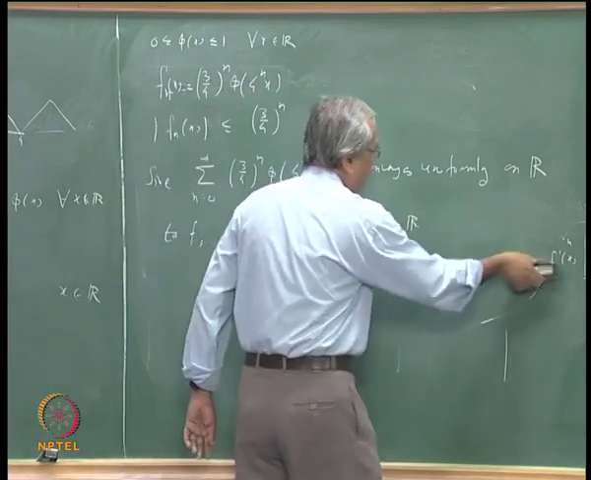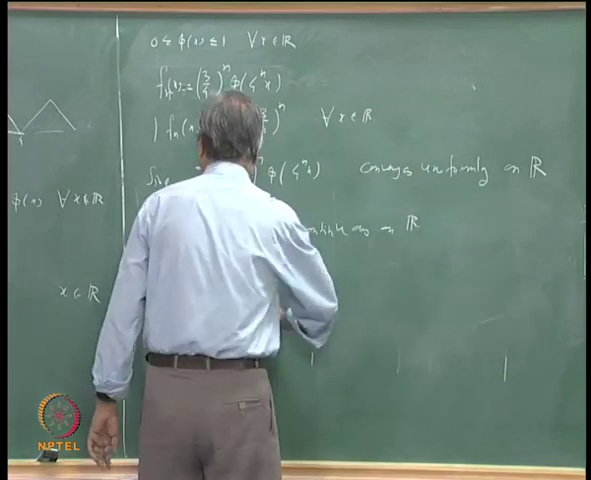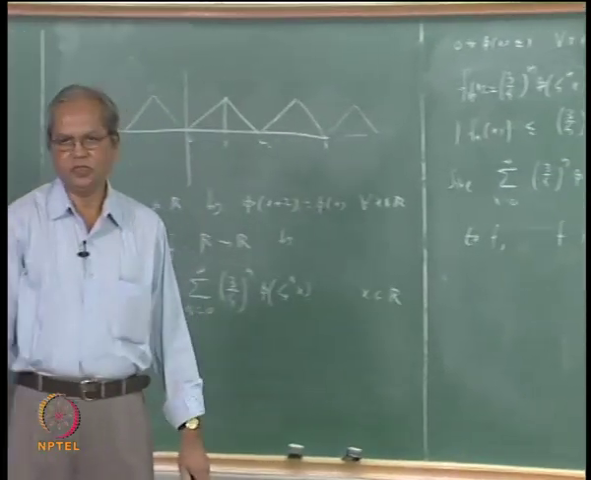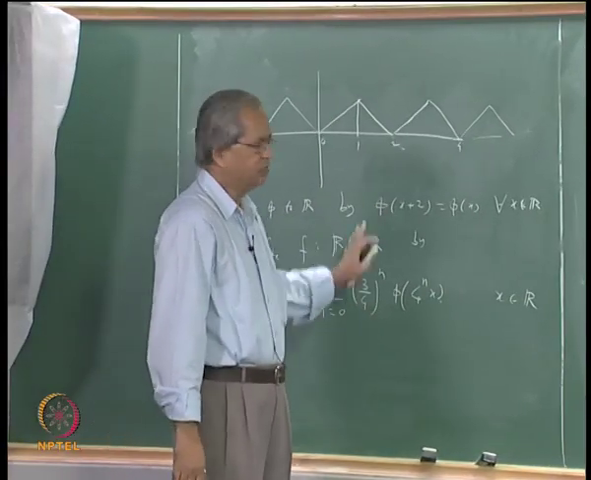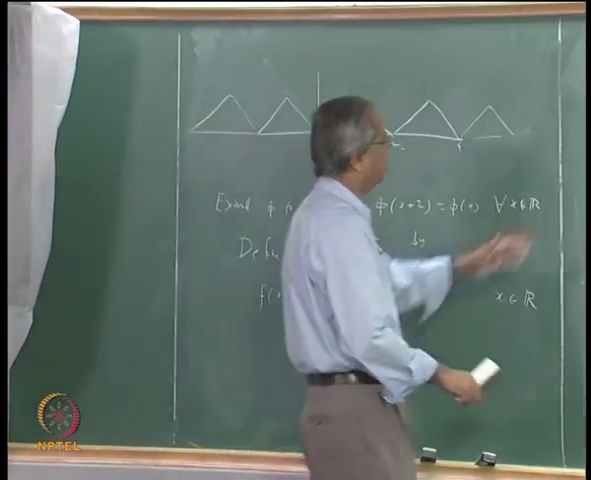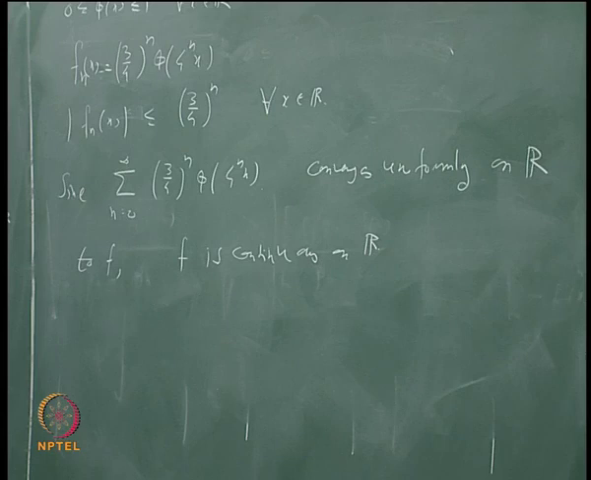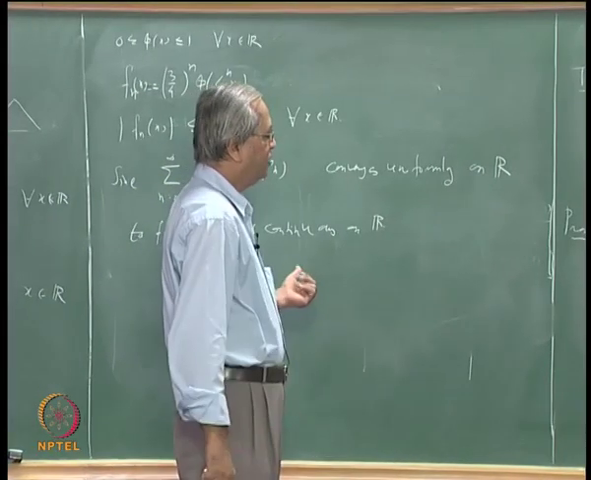So remember, in proving all the properties of f, we obviously have to use the properties of phi, because that is how we started. f is constructed using phi and other functions which all depend on the starting function phi. So we have proved that f is continuous everywhere.